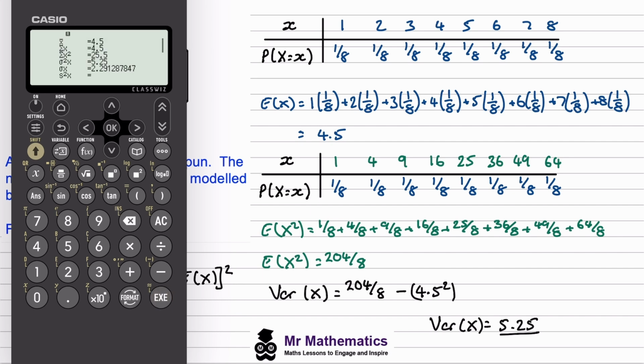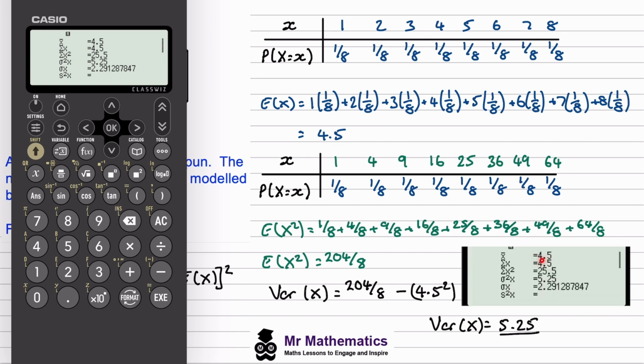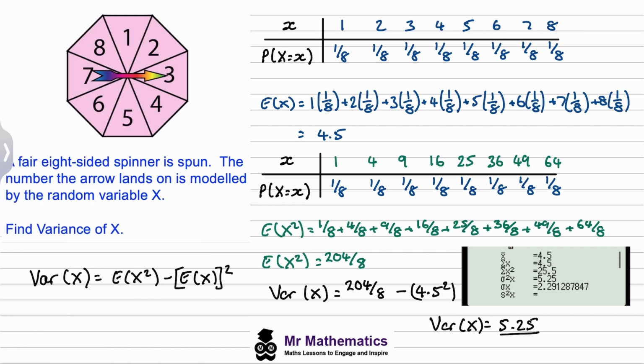You can see the average is given as 4.5, and then if I screenshot this, then you can see we've got the average of 4.5, this is our expected value. The expected value of x squared is 25.5, and this sigma squared x is our variance. So this is the square of the standard deviation. And you can see we do get the same variance as 5.25. Okay? Let's try another question.